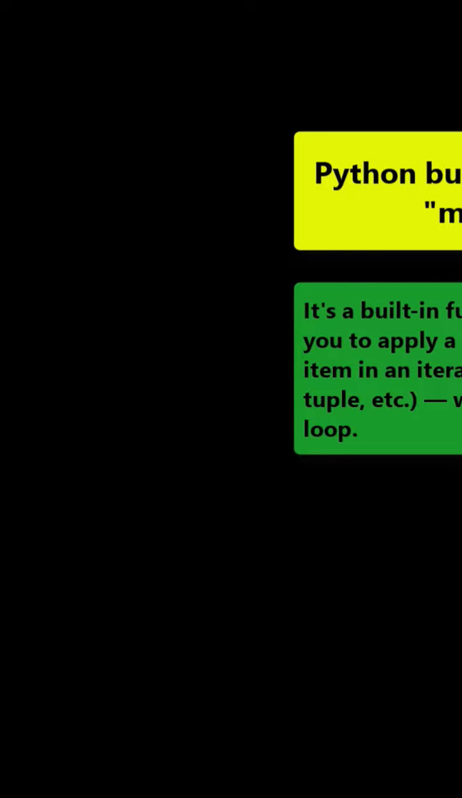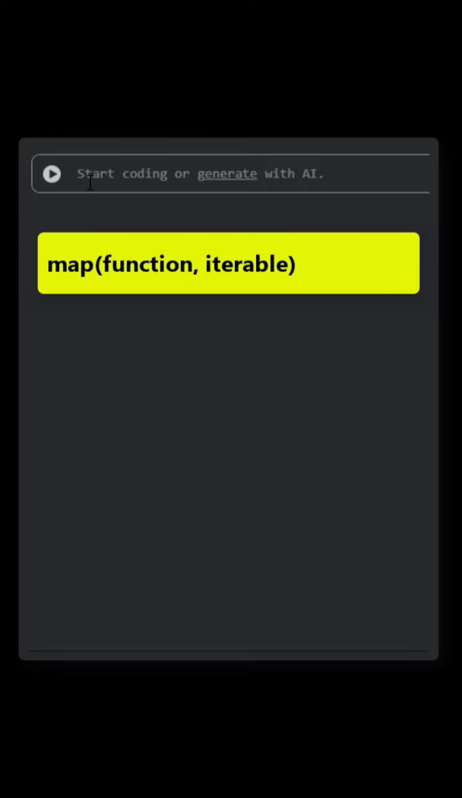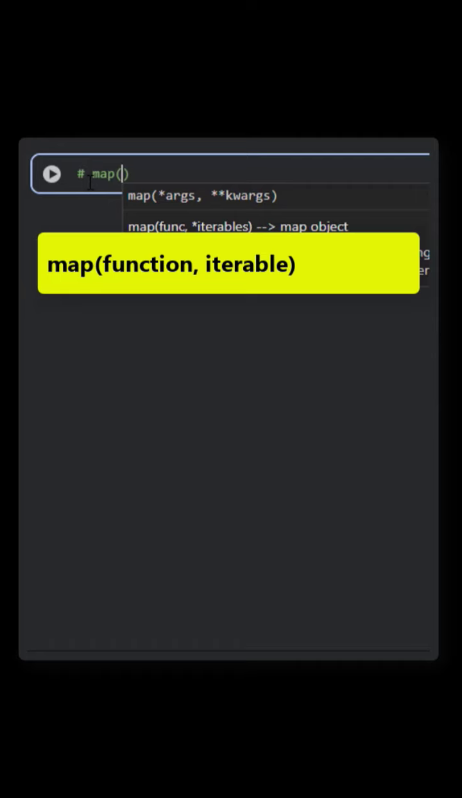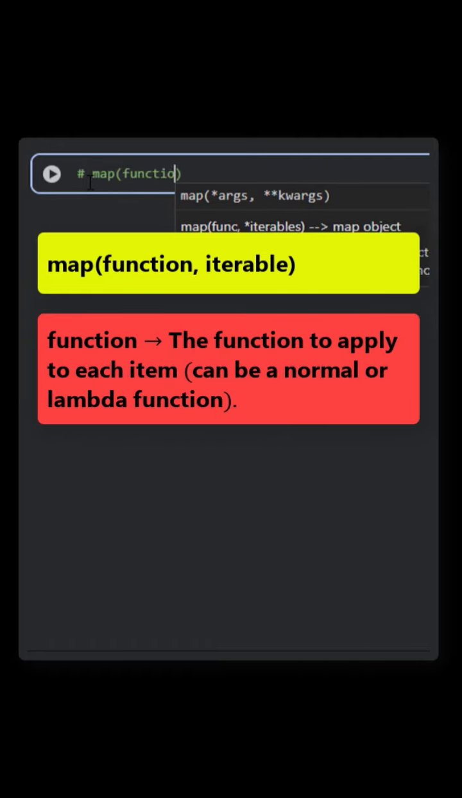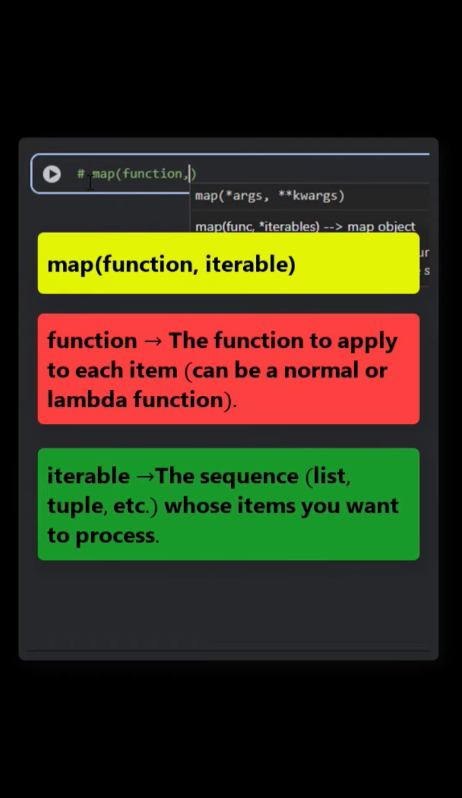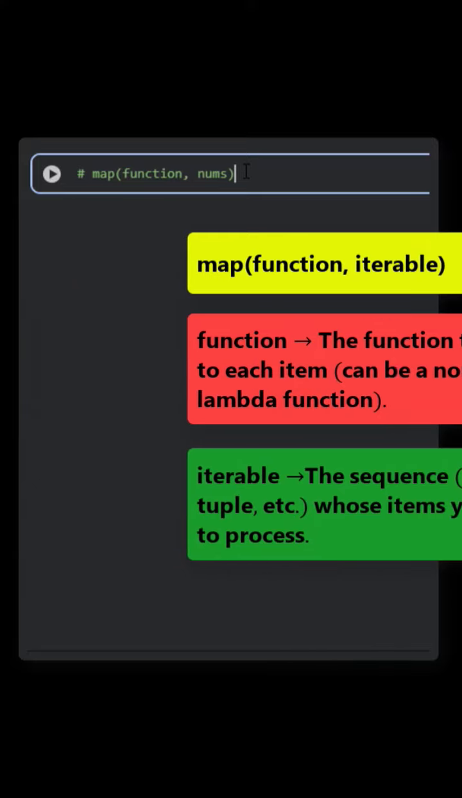So what is the syntax for this map? We just simply call it as map and then in brackets the function which we need to apply, and a comma, then the iterable, here say nums. So whichever iterable we want to apply the map function on, that, and then the function itself.